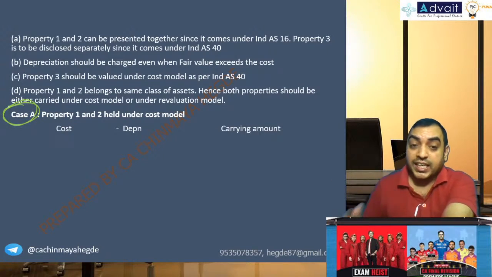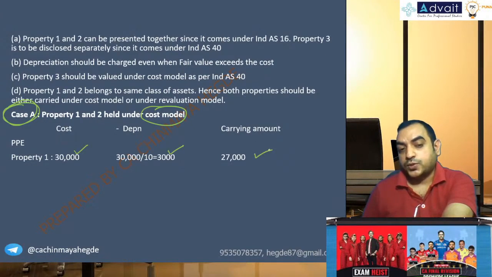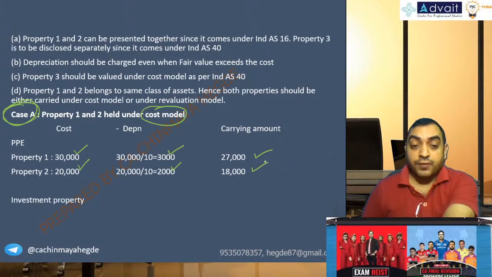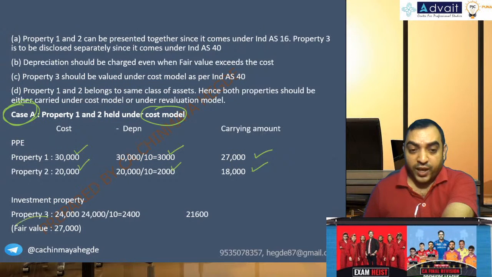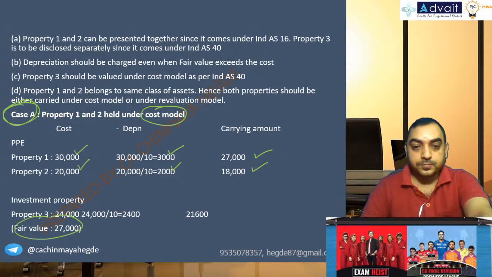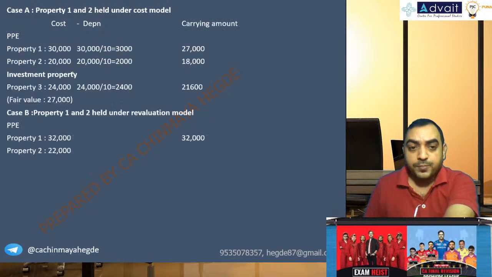Case A. What is case A? If it is under the cost model, cost is 30,000, depreciation 3,000, carrying amount 27,000. Then 20,000, depreciation is 2,000, carrying amount becomes 18,000. Investment property, anyway you can only follow the cost model, but the fair value will be disclosed in brackets. That is for the cost model approach. Okay, this is case A.